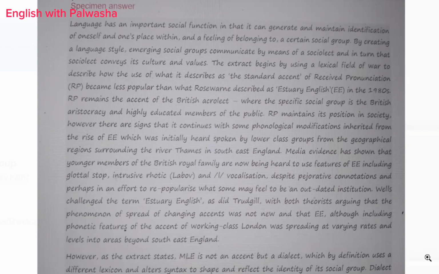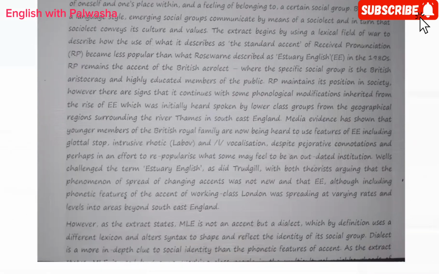River Thames in the southeast England. Media evidence has shown that younger members of the British royal family are now being heard to use features of double E, including glottal stop and intrusive rhotic. What are they saying basically? The references they are giving us are all from unit 6, which I told you to read out.